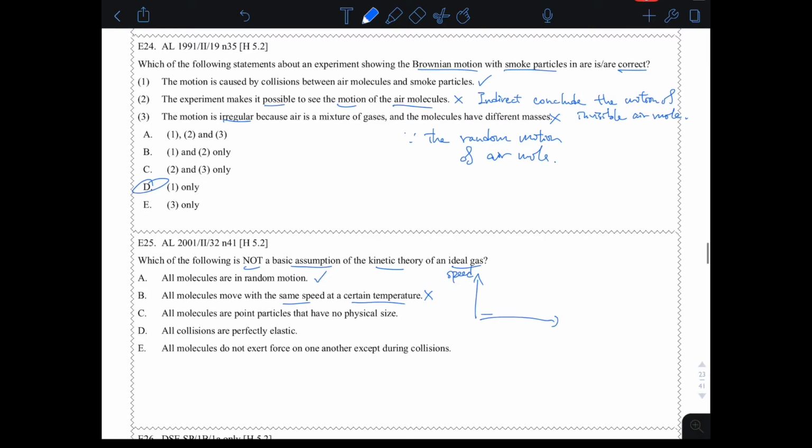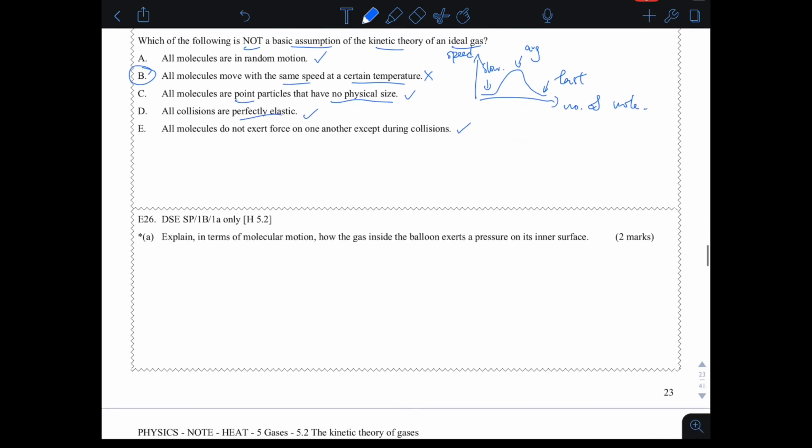The speed and also the number of molecules is in a distribution, so you get some fast, a lot of average, and some slow molecules, and they are always colliding with each other, so their speed will always be changing. All molecules are point particles, no physical size. Yes. Collision perfectly elastic. Yes. All molecules do not exert force on one another except during collision. Yes, because there is no intermolecular attractive force. So the answer is B here.